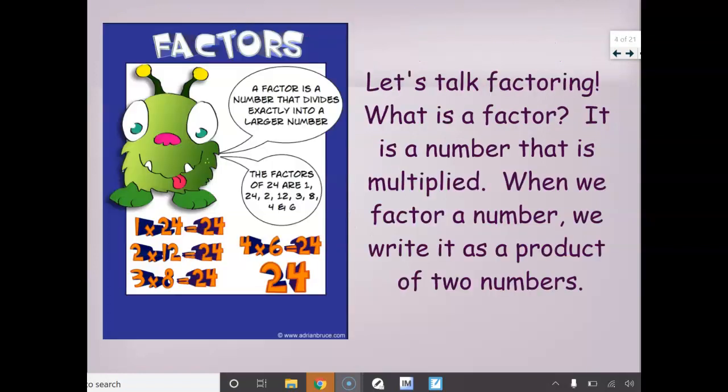So what the heck is a factor anyways? It's a number that is multiplied. So when we factor a number, we're basically finding all the ways we can make that number by multiplying. So in this little poster here, for example, if I wanted to factor 24, I'd think of all the ways I could make 24. 1 times 24, 2 times 12, 3 times 8, 4 times 6. So 1, 2, 3, 4, 6, 8, 12, and 24 would all be the factors of 24.